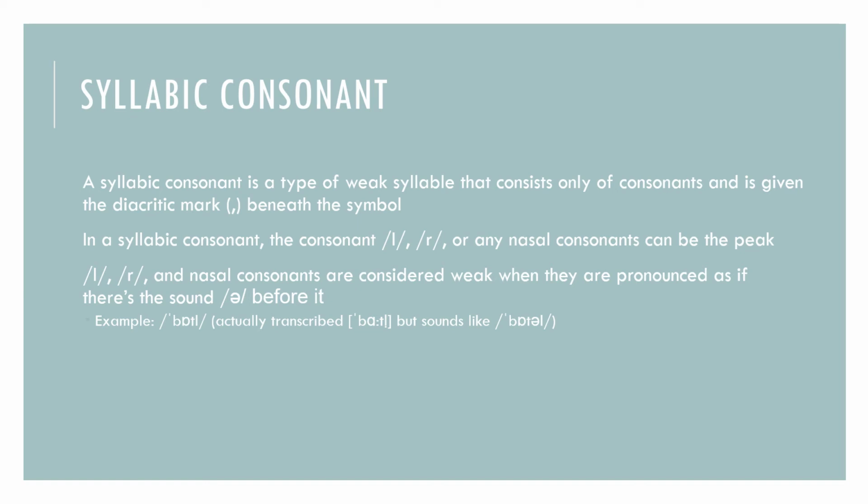L, R, and nasal consonants are considered weak when they are pronounced as if there's a schwa sound before them. For example, in the word bottle, transcribed as bottle, the second syllable doesn't have a vowel. It contains only the consonants T and L, but when it's pronounced, it sounds like there's a schwa between the consonants.